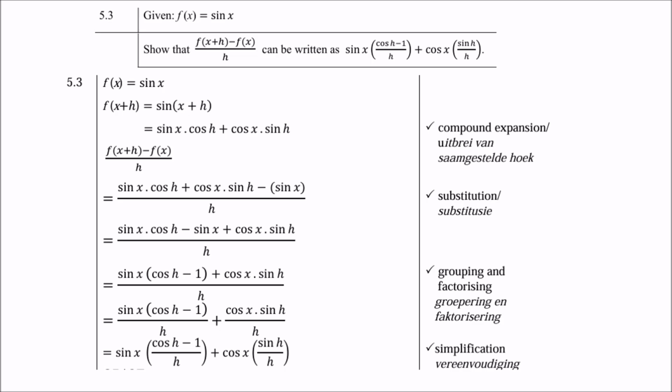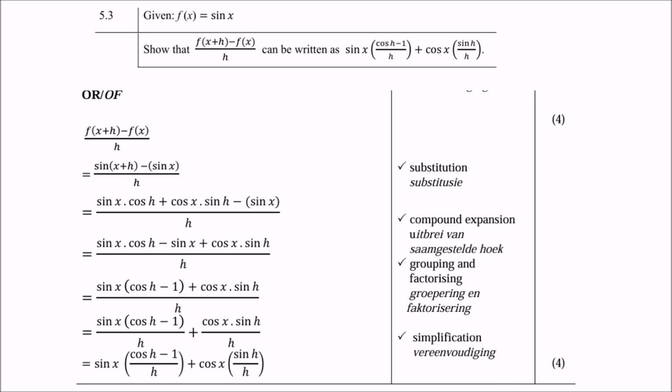Or, there is an alternate solution. What we can do is take again the gradient formula, f of x plus h minus f of x over h. Then we replace the f of x with sine of x, and of course f of x plus h with sine of x plus h. So that can also be done, right?